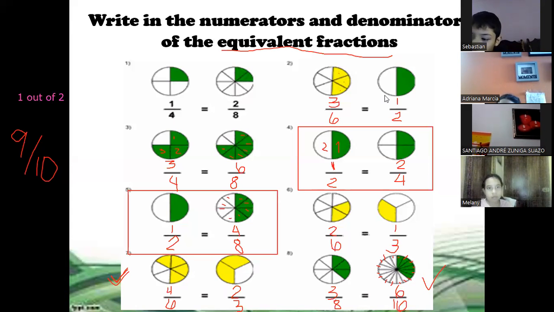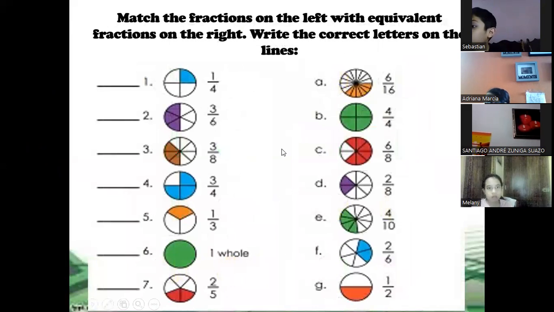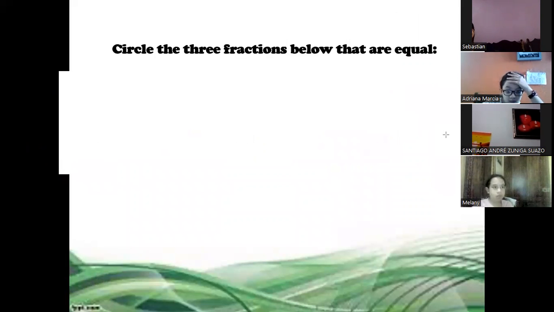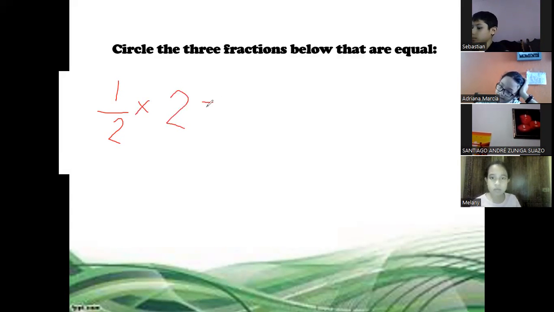Now, remember also that to find these fractions, you can multiply. I am going to focus on that before I finish the class. In multiplications, for example, if I want to find an equivalent fraction of 1/2, I multiply by a number. So I will multiply by 2. 1 times 2, 2. 2 times 2, 4. This is an equivalent fraction for 1/2.